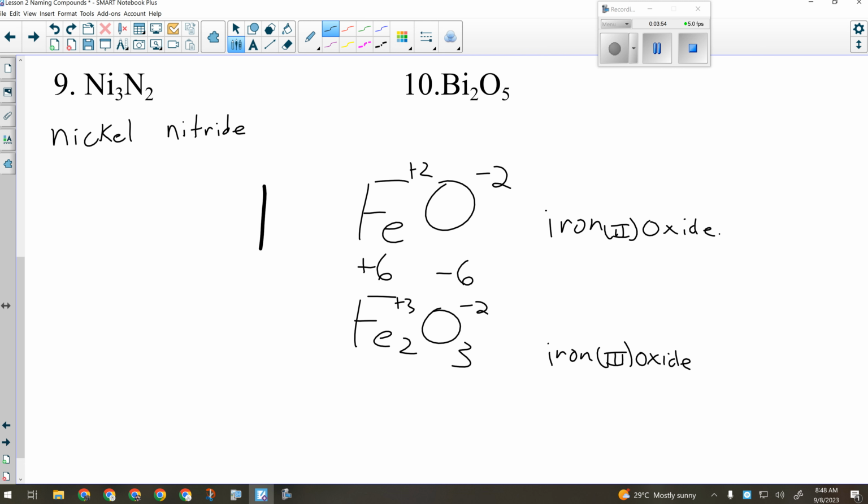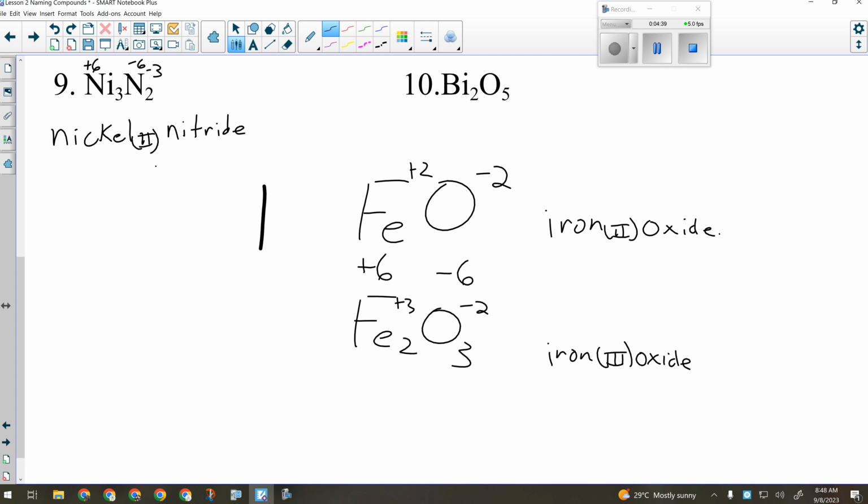I wouldn't use a Roman numeral for anything over here because they only have one possible charge and it's not necessary. Nitrogen is in group 15, which means it has what charge? -3. Every nitrogen is a -3, and there are 2 nitrogens, so how many negative charges do I have? 6. So -6, which means I've got to get +6 from my 3 nickel atoms. 6 divided by 3 is 2. So this is nickel 2 nitride. Is that making sense?